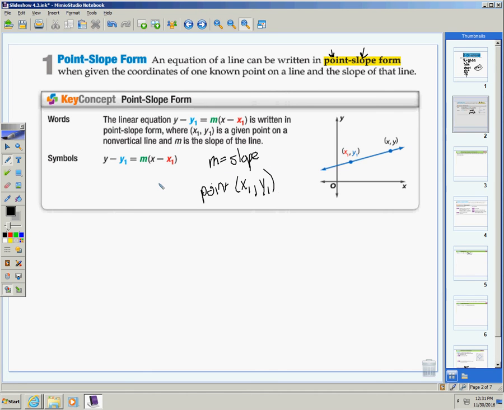y minus y1 equals m times the quantity of, so don't forget this is in parentheses, x minus x1. And what I want you to notice is these letters in black will always just be variables. We do not plug in values for these. This is just y and x. But what we do is we plug in values for y sub 1, because this is saying this is a specific y value.